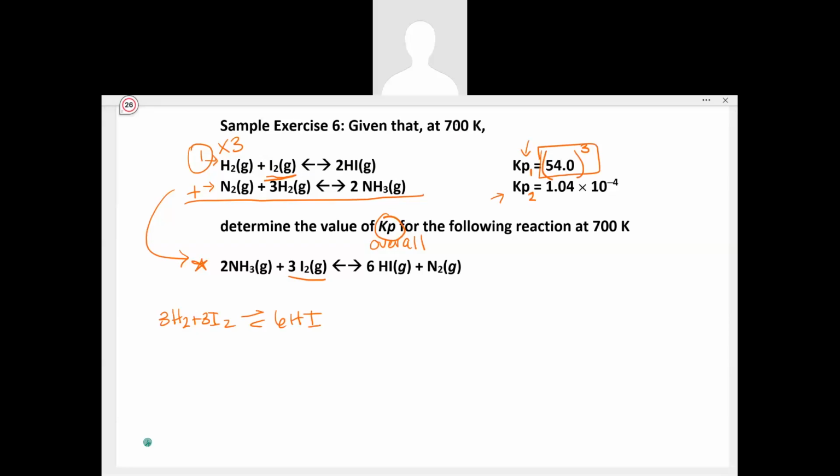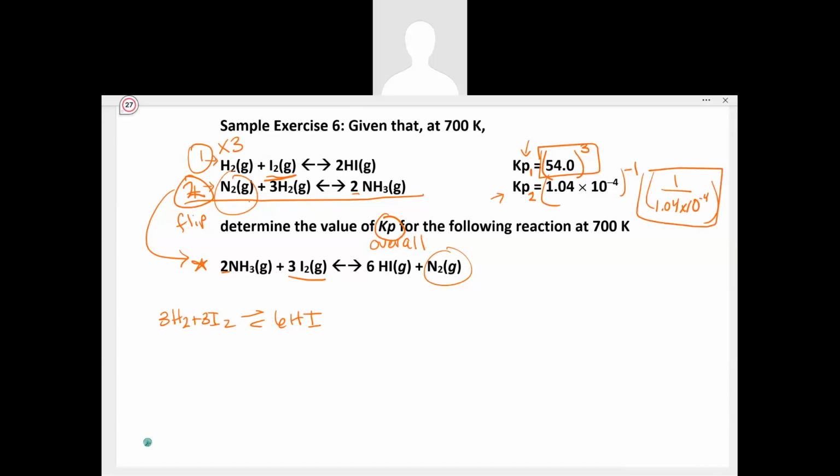Let's take a look at the second step here. We have N2. That doesn't match up with the reactants; it's on the product side. So I'm going to flip this equation. It's a coefficient of 1, so that's all I'm going to have to do. The coefficient of 2 with NH3 matches up. If I flip this equation, that means I'm going to take the Kp and raise it to the -1 power. So effectively 1 over 1.04 times 10 to the -4 is what we're going to use in our final calculation.